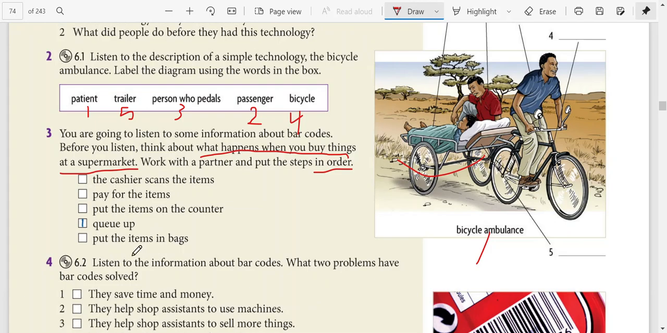Put the items in bags. Okay, in here which one can be number 2, which one can be the next one?